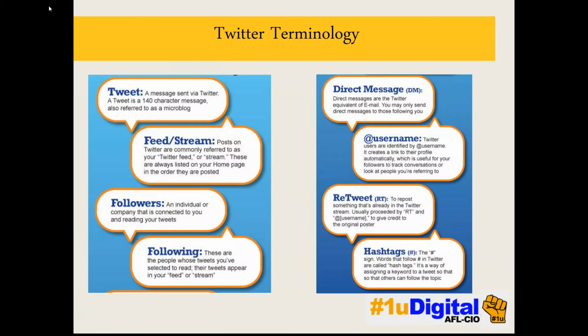A direct message, or a DM as it's called, is the equivalent of Twitter email. It's a private message sent between you and another Twitter user. And you can only send direct messages to those people that are following you. They've come and chosen to follow you, so those are the only people that you're able to direct message.